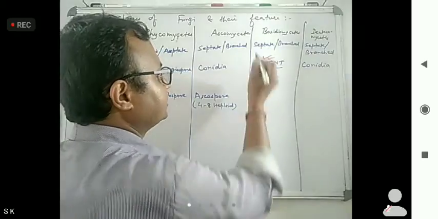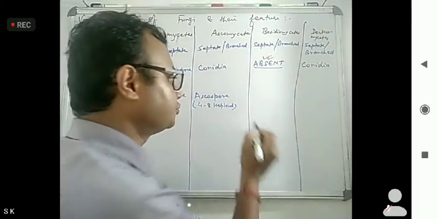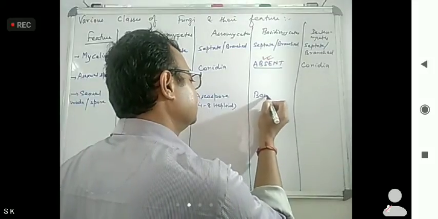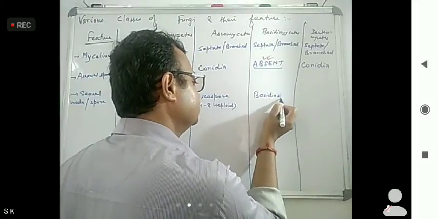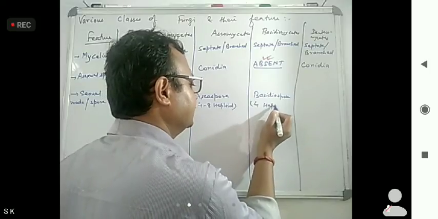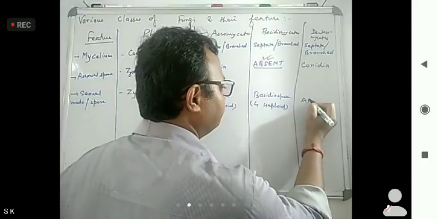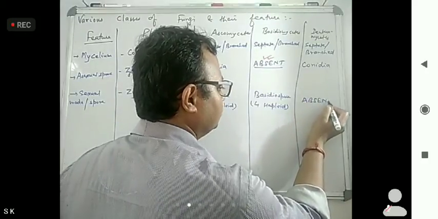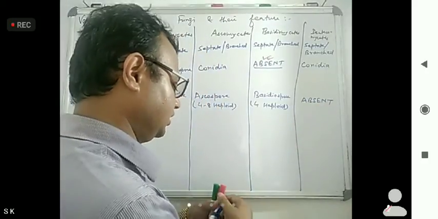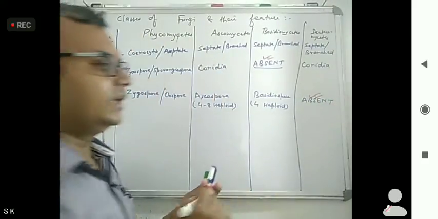Now, if we are seeing Basidiomycetes, what will form here? Basidiospore. And how many are formed? 4 haploid. And Deuteromycetes is very important. Here, the sexual mode of reproduction is absent, so the sexual spore is absent here.